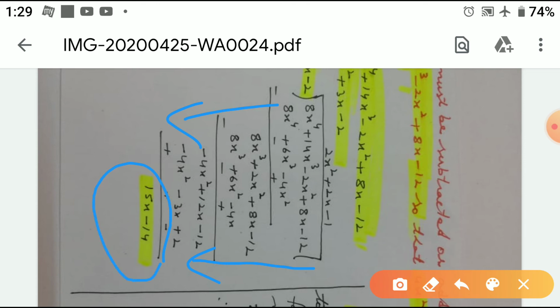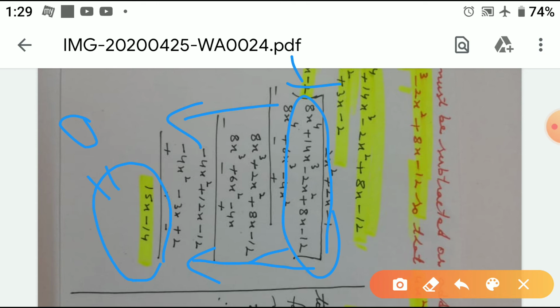The question was, what must be subtracted or added in the given polynomial so that it is completely divisible by the given polynomial. But here the remainder is 15x minus 14. Clear? So what should be subtracted? Instead of 15x minus 14, it should be equal to 0. Then we can say that this px is completely divisible by gx. So 15x minus 14 must be subtracted from this polynomial.